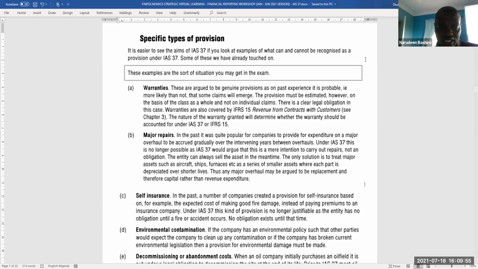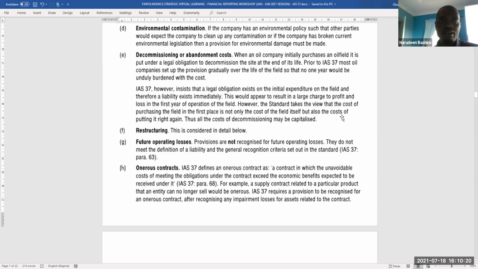D. Environmental contamination. If the company has an environmental policy such that other parties would expect the company to clean up any contamination, or if the company has broken current environmental legislation, then a provision for environmental damage must be made. Decommissioning or abandonment costs. When an oil company initially purchases an oil field, it is put under a legal obligation to decommission the site at the end of its life. Prior to IAS 37, most oil companies set up the provision gradually over the life of the field so that no one year would be unduly burdened with the costs.